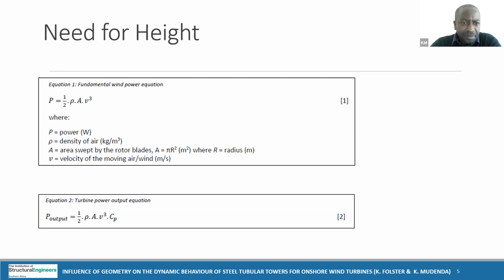You also have a situation where, with increase in elevation, the wind speed also increases, and that is also contributing to an increase in the rated output. The equation at the bottom there is just shown to illustrate that as far as the output is concerned, the efficiency of the wind turbine has to be taken into account, and so there is a power coefficient that is added to the equation.